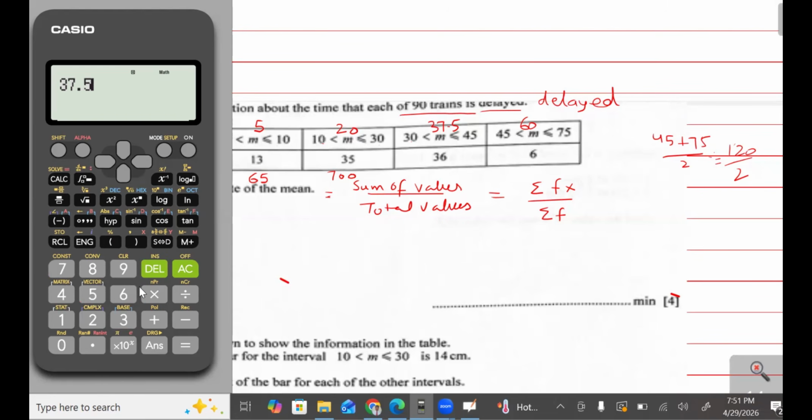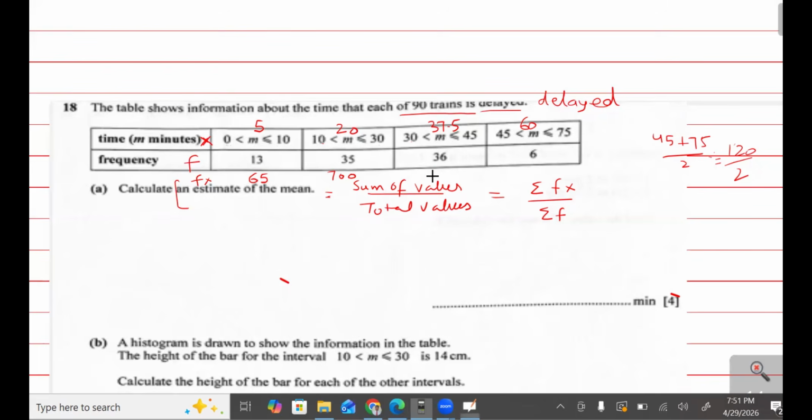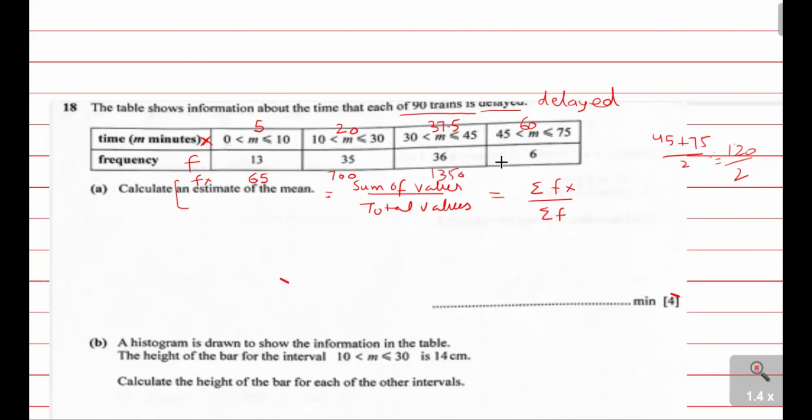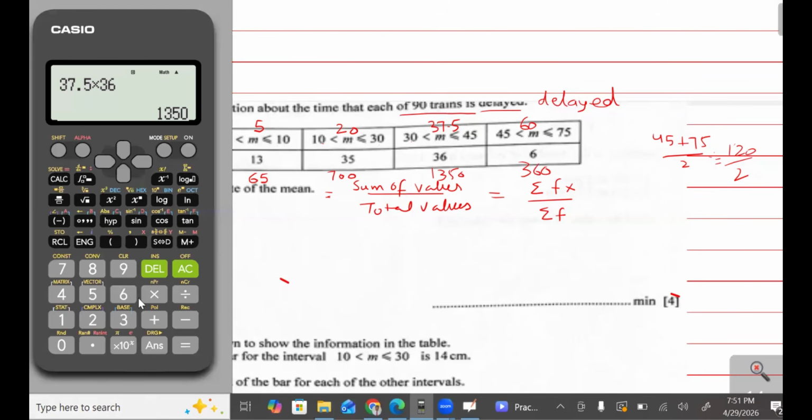37.5 multiplied by 36. This will be equal to 1350. And the next product of 6 into 60, this will be equal to 360. We will add all these values.